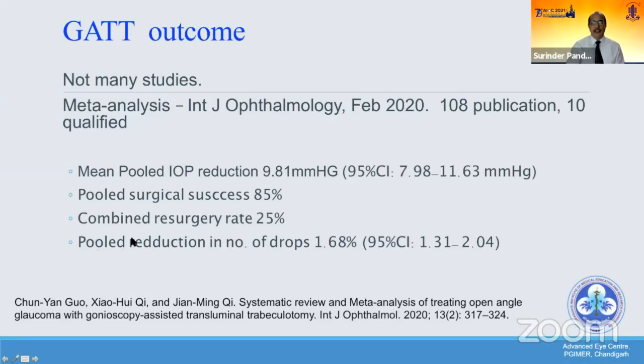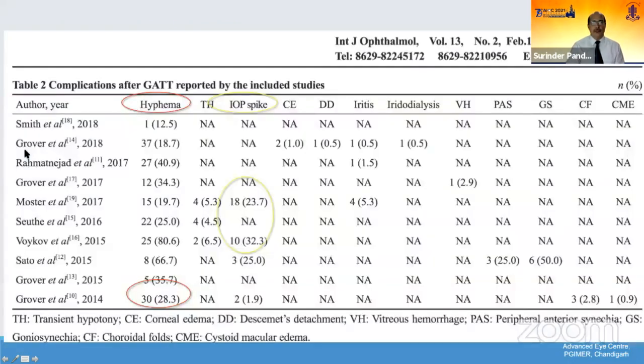There was also a significant reduction in the number of eye drops used post-operatively, with controlled IOP. So these results seem to be encouraging, at least on a short to medium-term follow-up. The usual complication most frequently seen is hyphema, which in the pooled data was around 36%, but in most of the studies it's around 20 to 30%. It is not of much consequence. It goes away on its own and you don't really need any intervention.